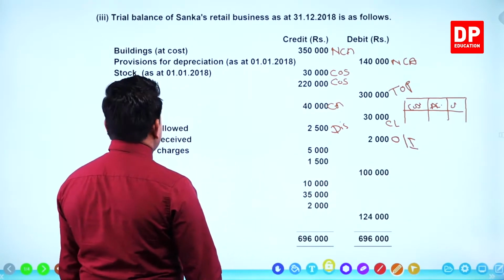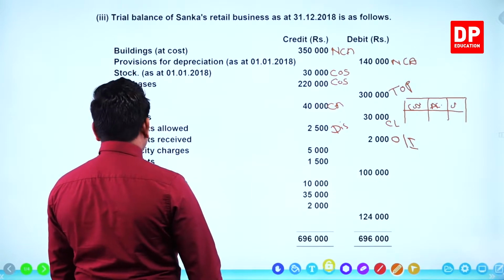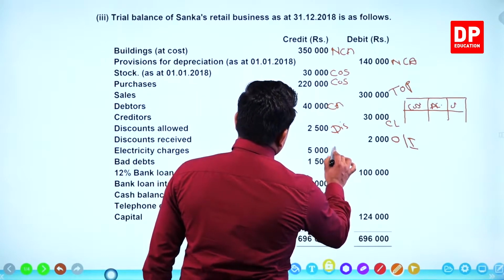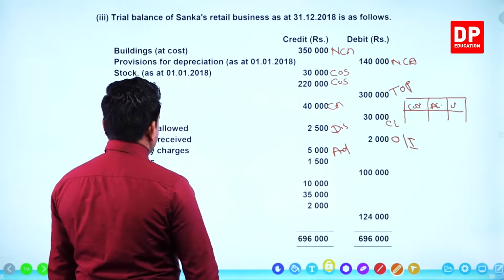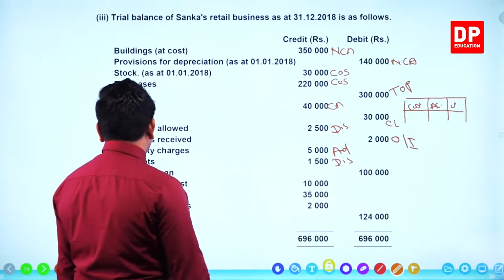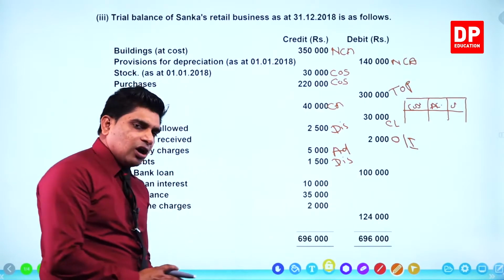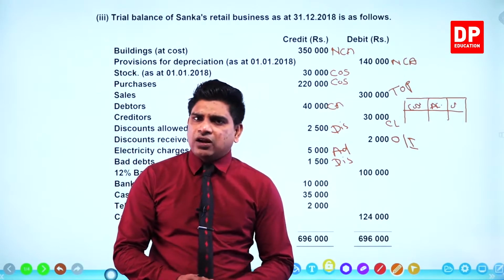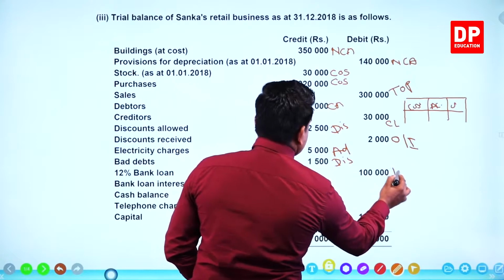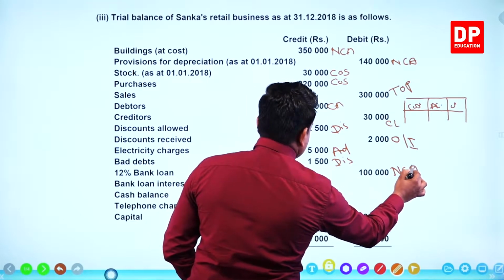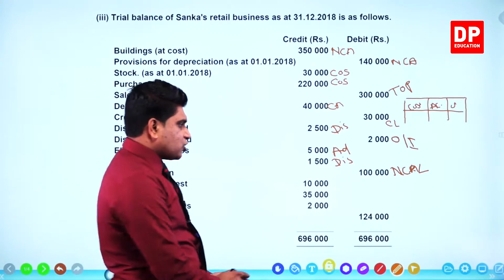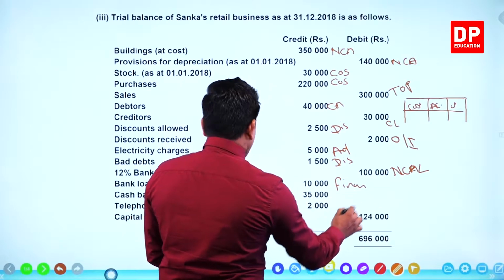Then electricity charges, administration expense. Bad debts, distribution expense. 12% bank loan. Any percent bank loan goes to non-current liability, not non-current assets, non-current liability. Then bank loan interest, financial expense.